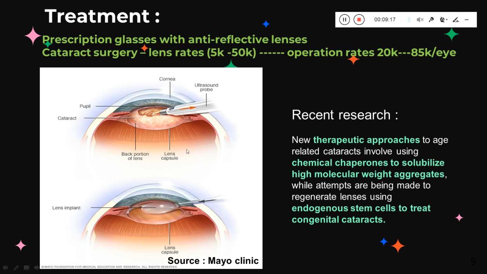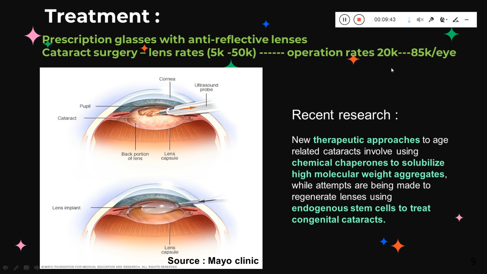Now this is how it is done. Basically, an ultrasonic probe is used, and using ultrasonic waves, the cataract, or the clump of proteins seen on the lens or below the lens, is removed first of all, and a new lens is kept in that place as an implant, and that will help you in seeing whatever object is in front of you. This picture I've taken from Mayo Clinic.